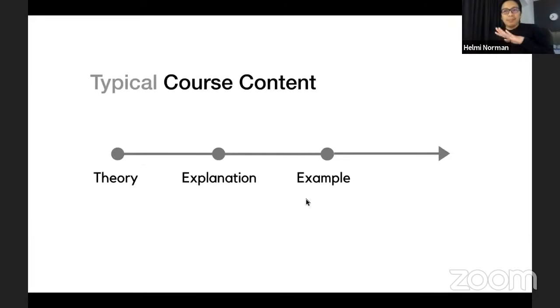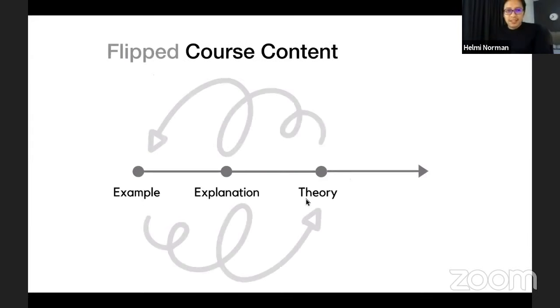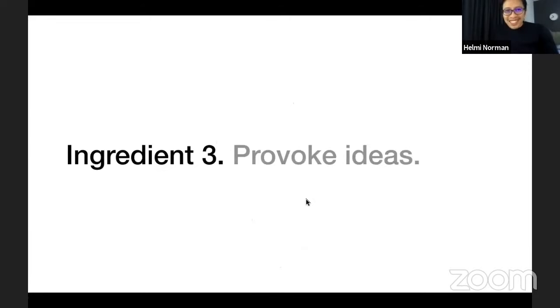Okay, so this is the typical course content delivery. Theory first, explanation, example. Now what the student did is flipping it. Example first, explanation, then theory at the back. So that's what you want. I think that's one of the recipes for today. I hope I'm not making you hungry.